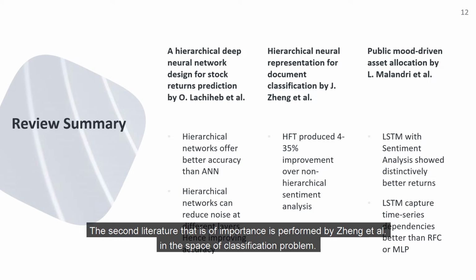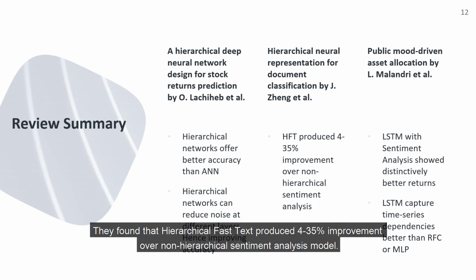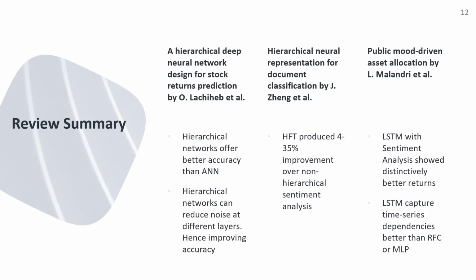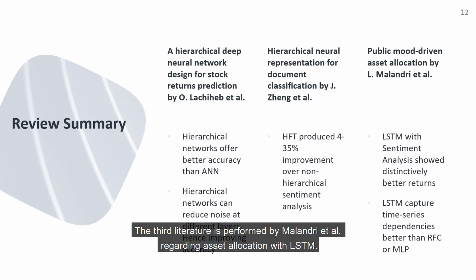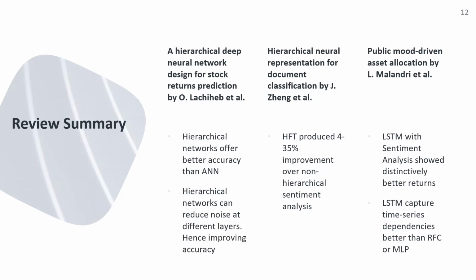The second literature that is of importance is performed by Zheng et al. In the space of classification problem, they found that hierarchical fast stacks produce 4 to 35% improvement over non-hierarchical sentiment analysis model. The third literature is performed by Melandri et al. Regarding asset allocation with LSTM.